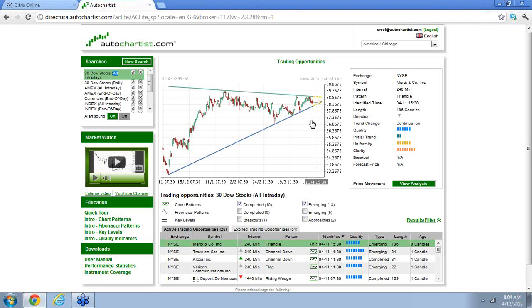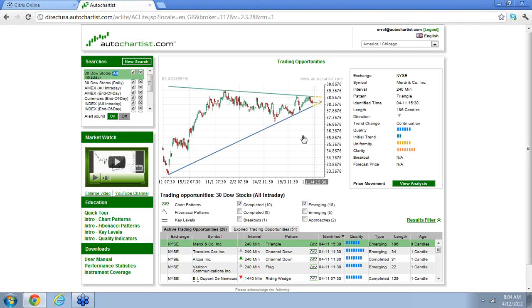And based on the break a couple of days ago, I'm looking for markets that are either emerging or completed that are showing downside potential. So the first one that comes up today is Merck stock, Merck & Company.